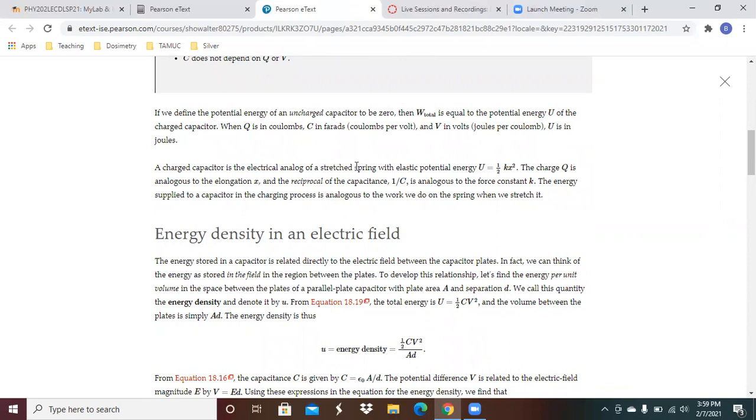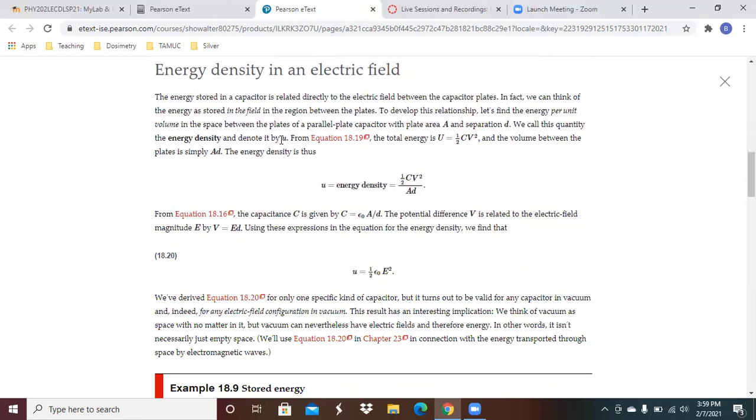So the charged capacitor, again, is the electric analog to a stretched spring with elastic potential energy, U equal to 1/2 kx squared. The charge Q is analogous to the elongation, in other words, the distance that you separate from the equilibrium position for the spring. And the reciprocal of the capacitance is going to be the analog to the force constant k. The energy supplied to the capacitor in the charging process is going to be analogous to the work we do on the spring when we stretch it.